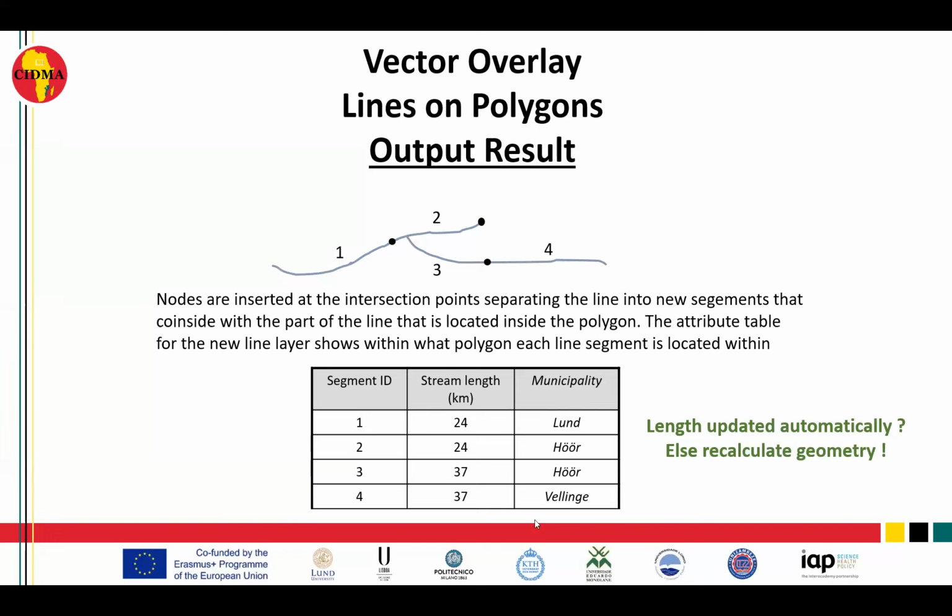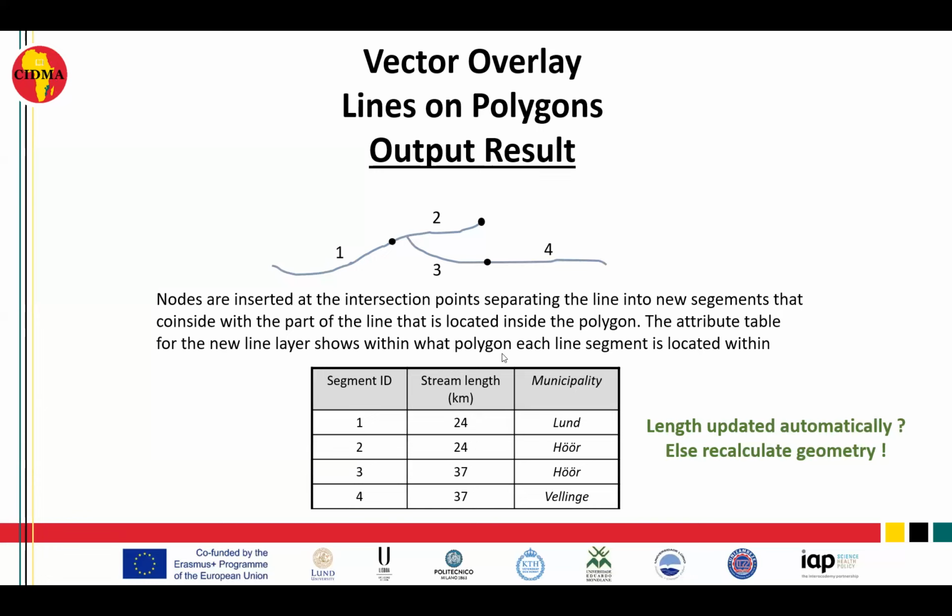I will go to this one first. The municipality, which polygon the line segment is located within. And then if we had a length, it may have updated the length, or it may not. It depends on the output format.